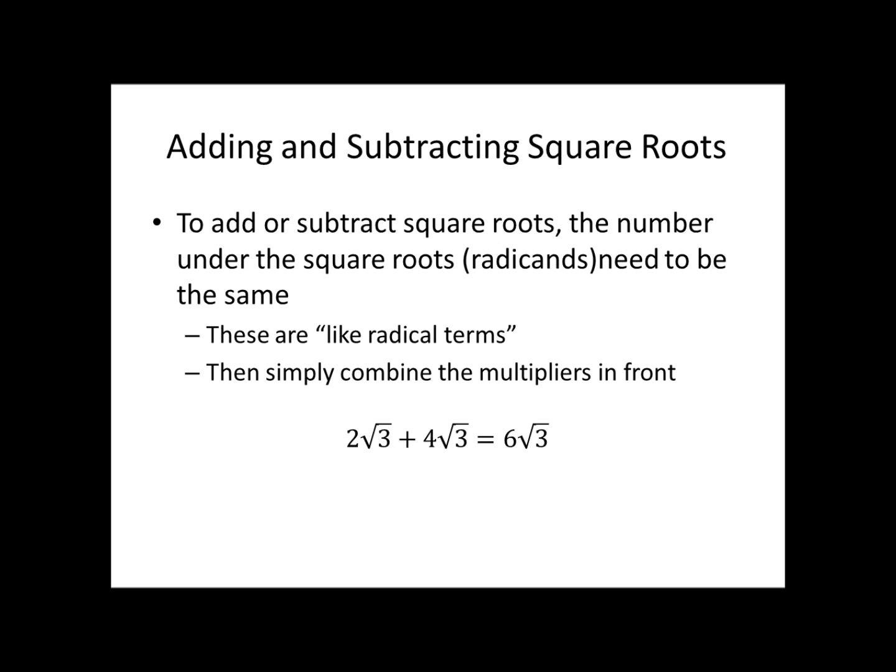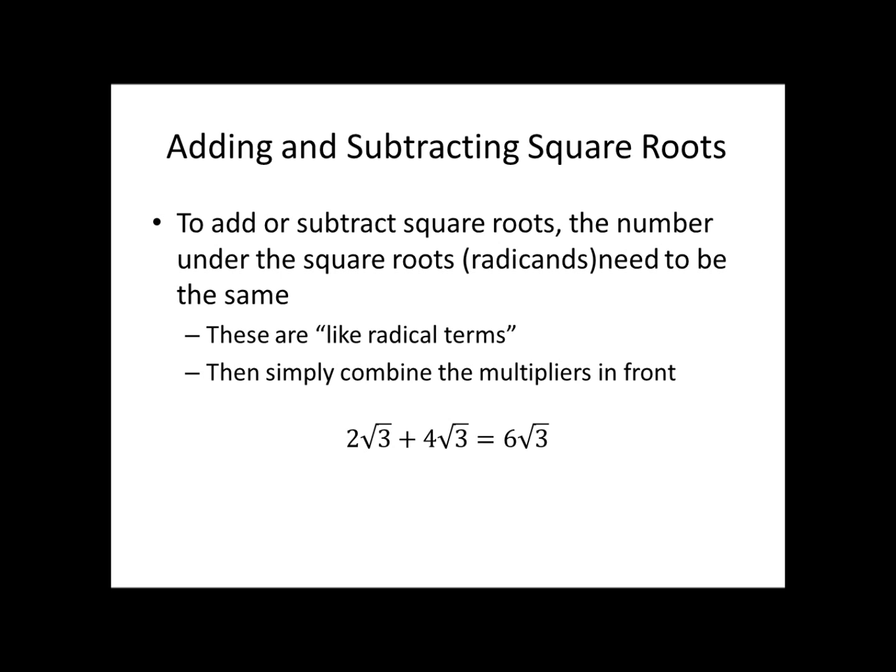Now, adding and subtracting square roots. We talked about multiplication and division already. Square roots get along great with multiplication and division. Not so much with addition and subtraction. Now, we can do some things. In order to add or subtract square roots, we have to make sure that the radicand, that's the number under the square root, are the same. So, when these radicands are the same, it's what we refer to as like radical terms.